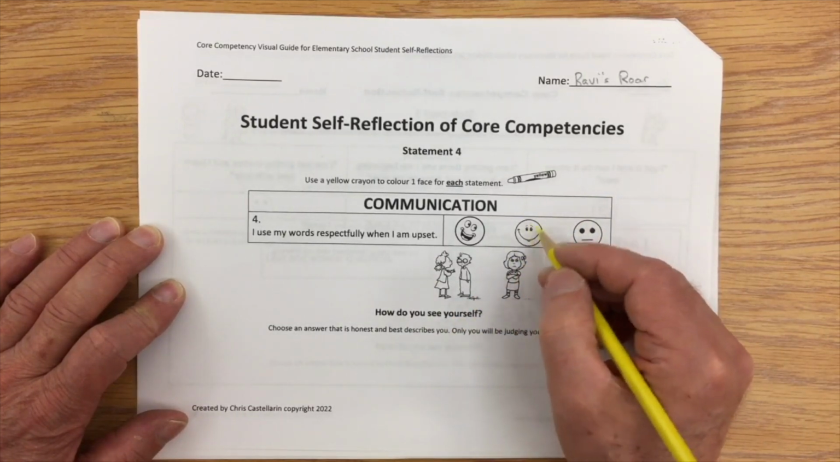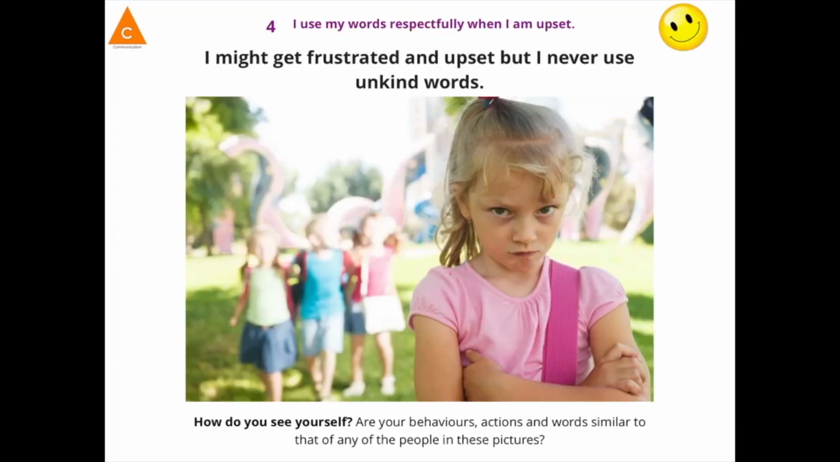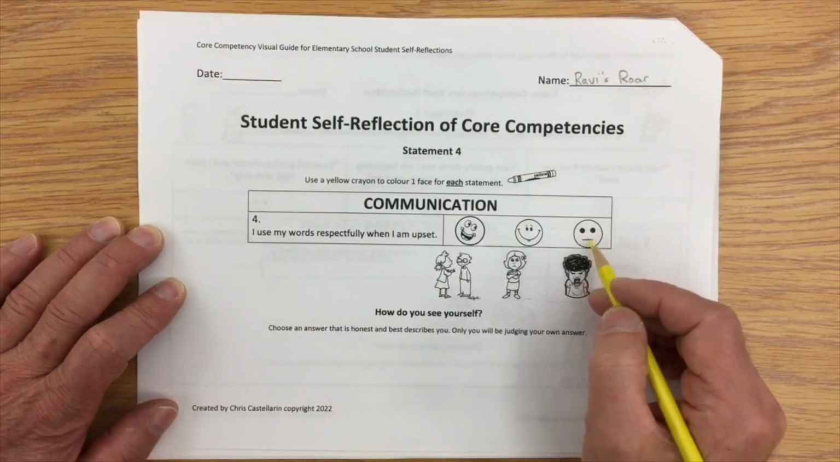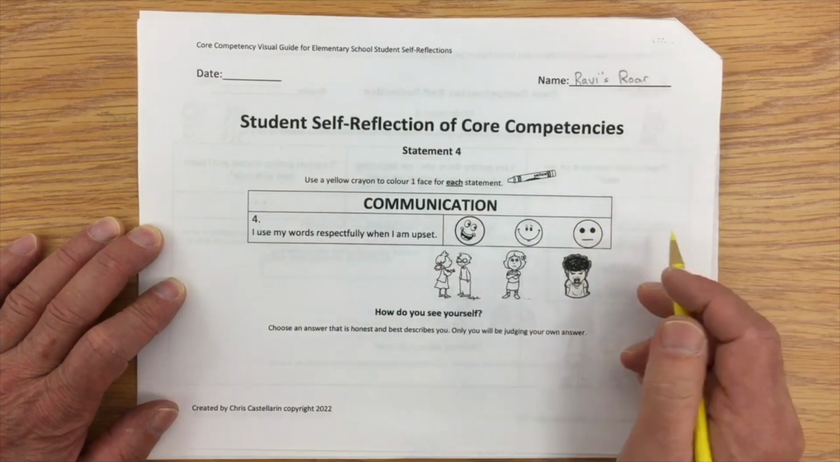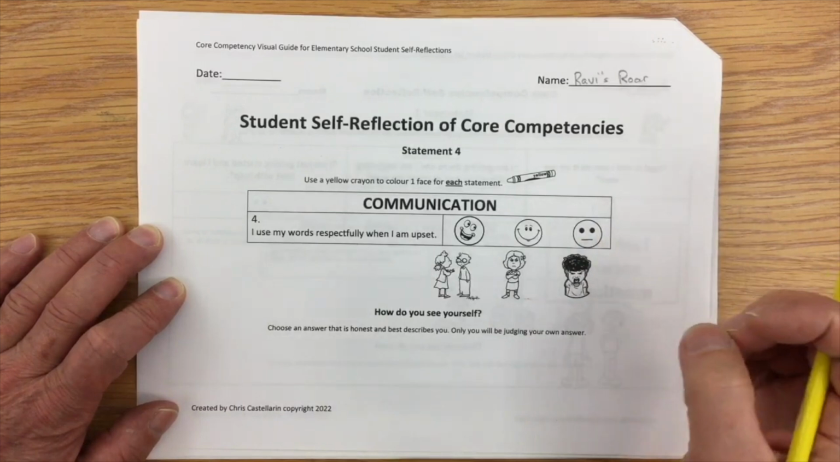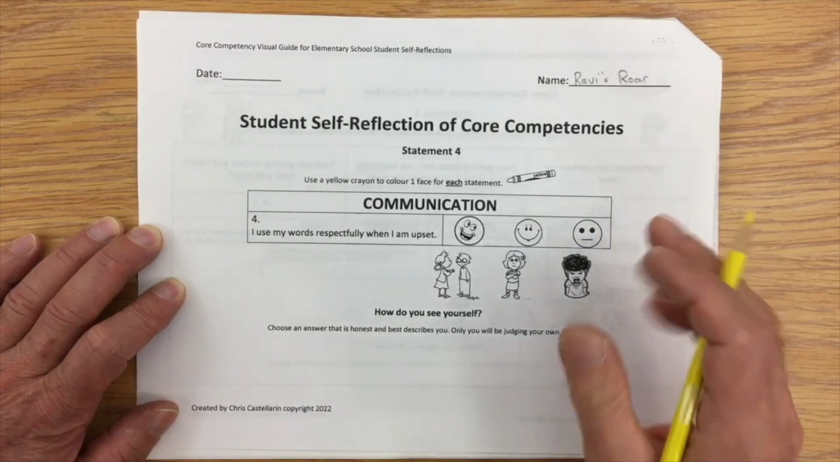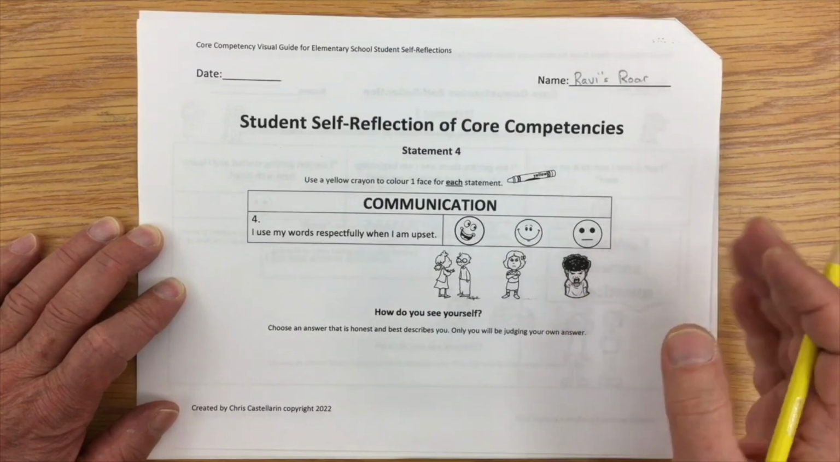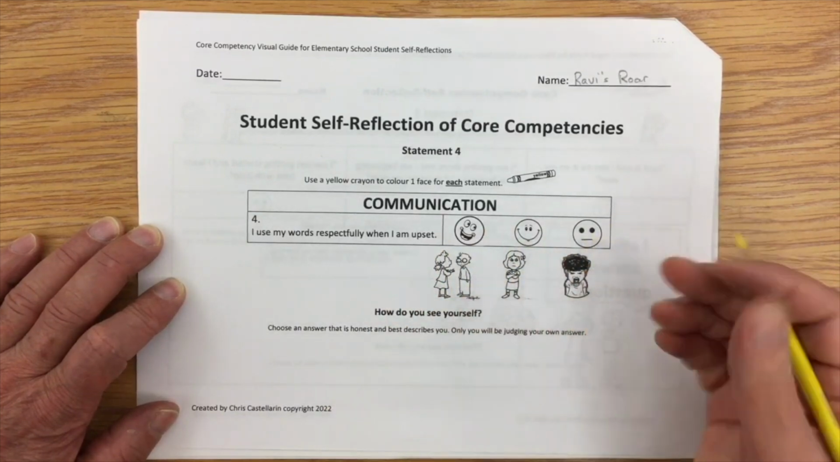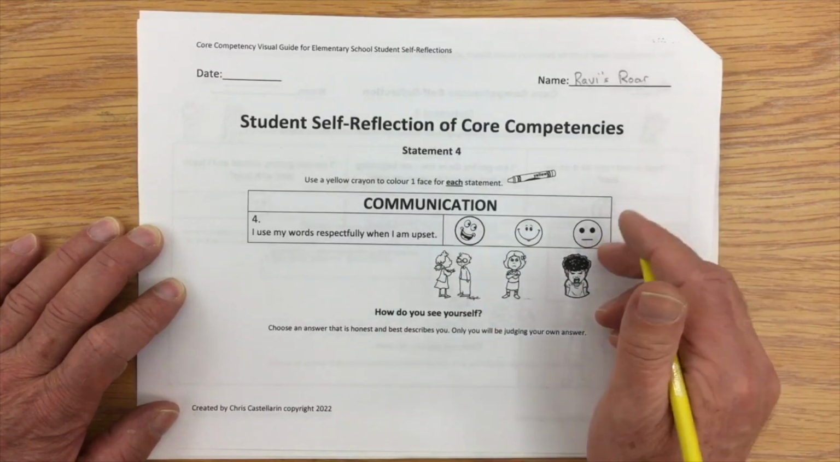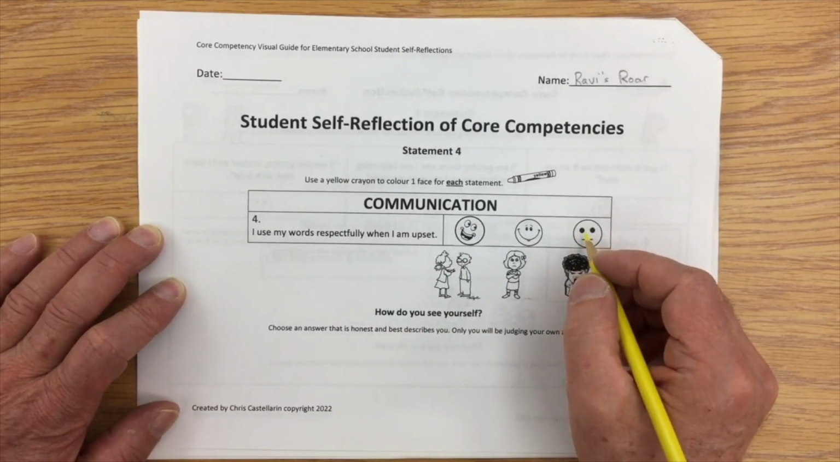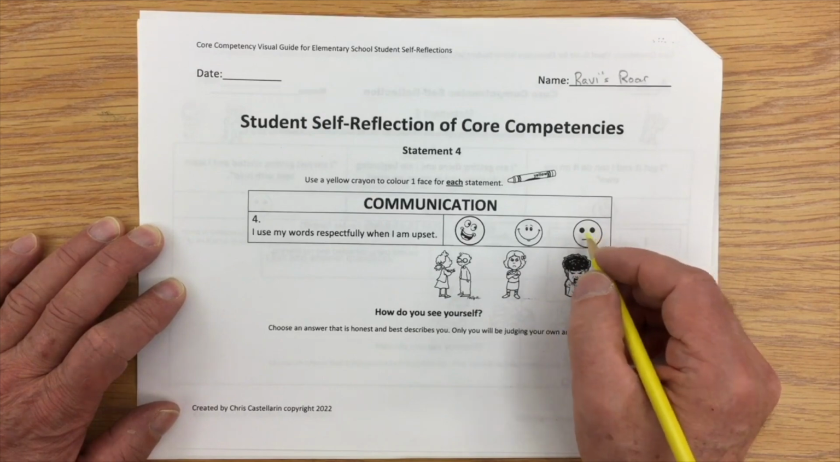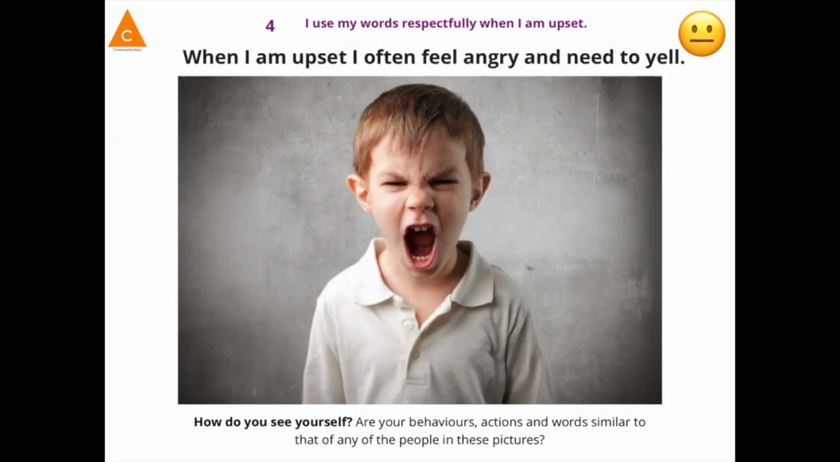I might color in this face if I do that. I might get frustrated and upset, but I never use unkind words. And if I decide to color in this neutral face here, what I'm saying about myself is that when I am upset, when I'm frustrated, when I'm angry, I don't usually calm down right away or storm off. Instead, I feel like I need to yell and shout. Some of my words might not be very kind when I yell and shout. And I find that I do that quite often. When I am upset, I often feel angry and need to yell.